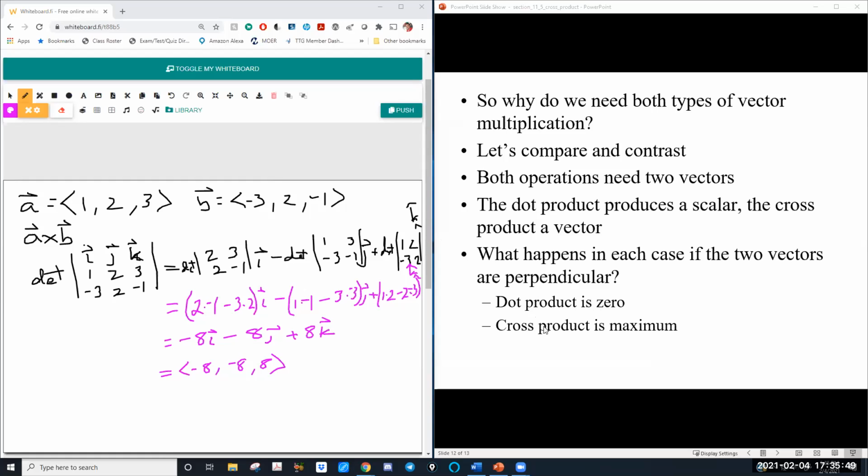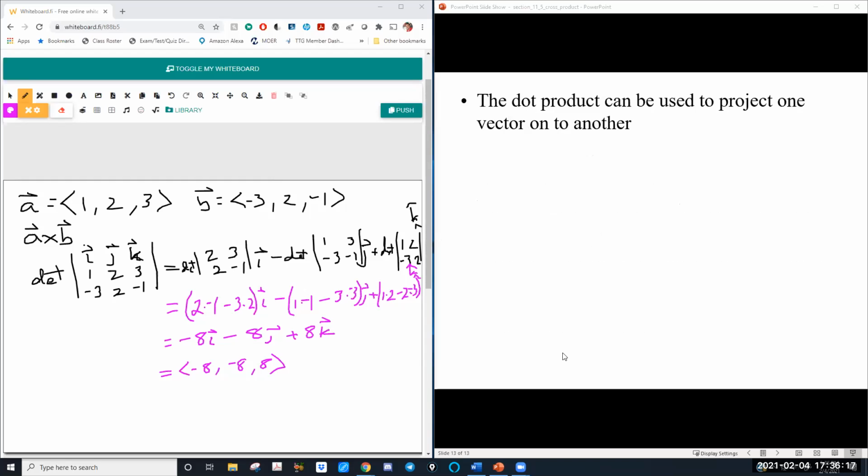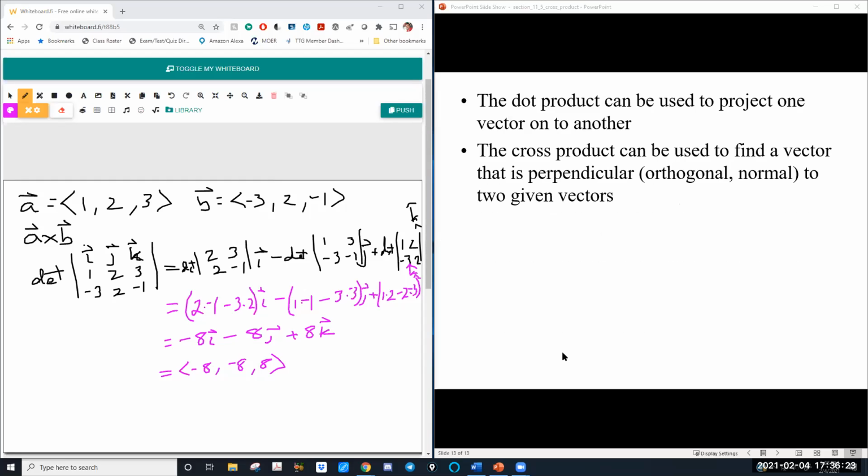So there are these nice little differences between the two multiplications, and depending on what we're trying to do, we use one or the other. Dot product, one of its main uses is vector projection. Cross product, one of its main uses is torque, or trying to find a vector that is parallel to two vectors in a plane, which we know from last time is called a normal vector. So the dot product we use for vector projections, and the cross product is used to find a perpendicular, normal, or orthogonal vector to two given vectors.